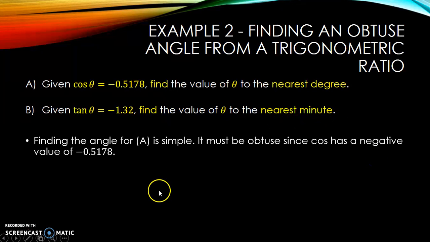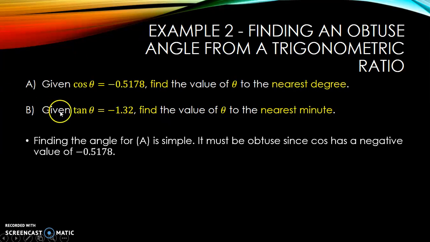Okay, so finding the angle for A, our first one, is quite simple. It must be obtuse since cos has a negative value, so cos of the angle we're finding is negative. That means that this angle must be obtuse. Okay, so it's in that second quadrant we were talking about before.